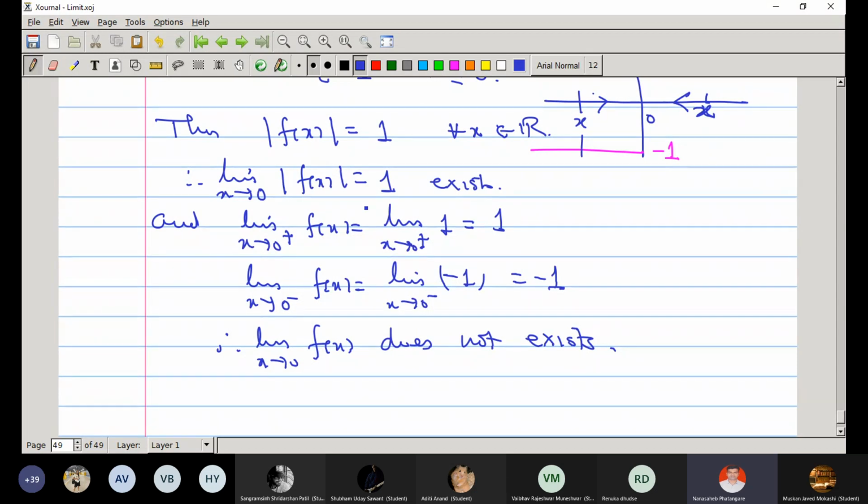Correct? Okay, so we'll stop here. Next time we'll see the algebra of limits. That means the limit of a sum, the limit of a product, and all these things we'll see next session. So if you have a doubt, you can ask.